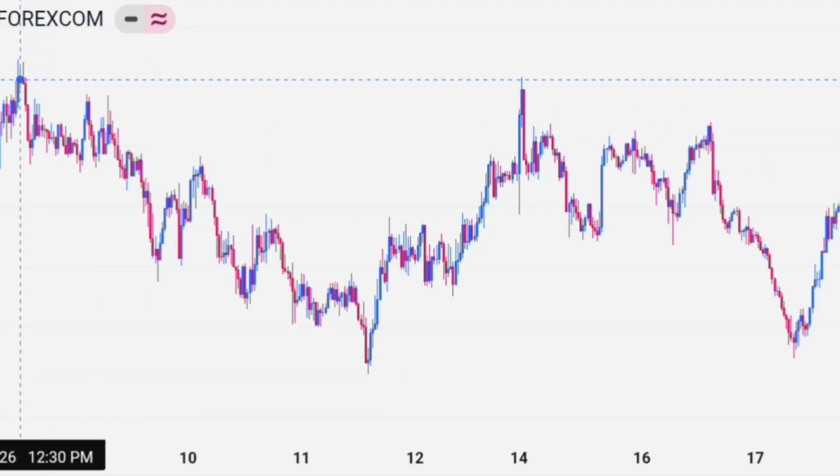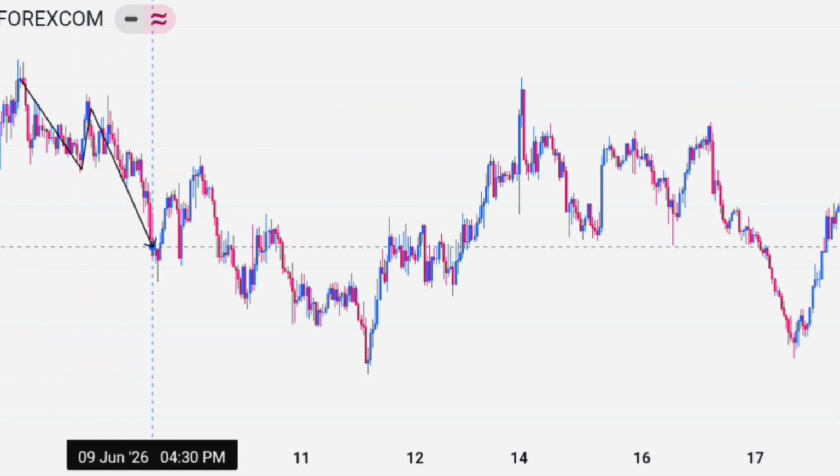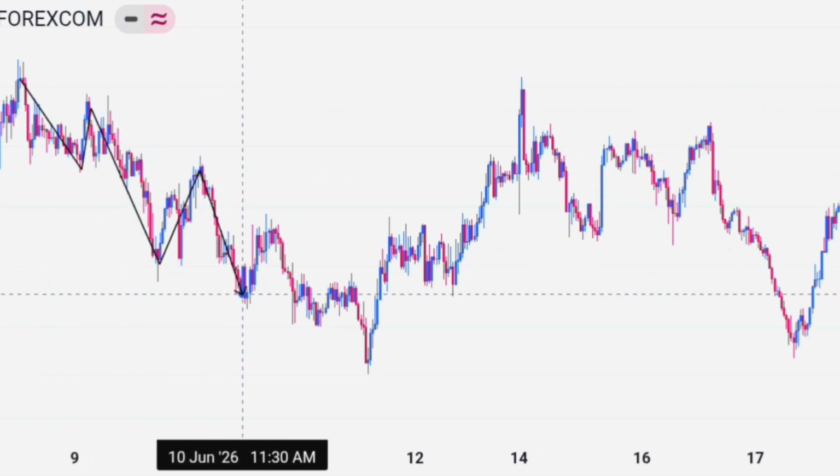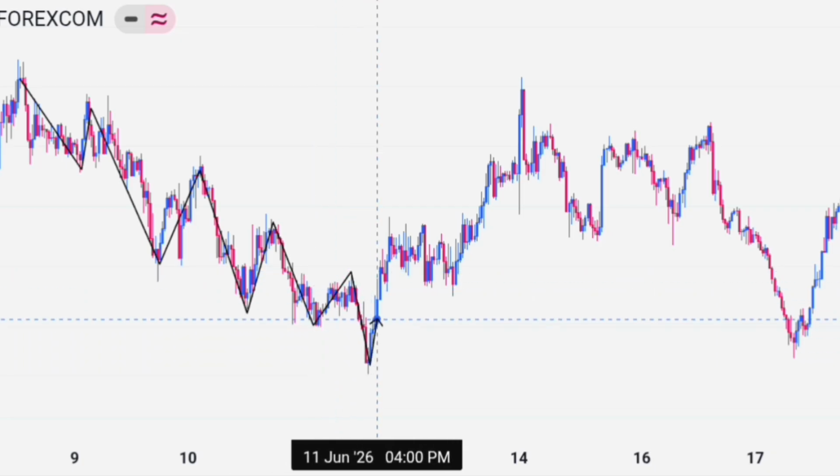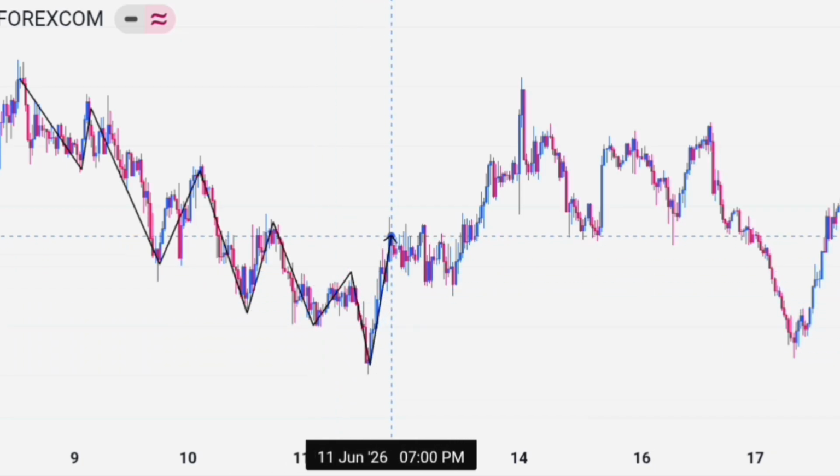Take AUD CHF. At this point on the chart, price was clearly bearish. The market was creating lower highs and lower lows. Everything suggested that sellers were still in control. Then we got a change of character. The structure shifted. The market started showing signs that buyers were stepping in. Most traders stopped their analysis there. They see the change of character and immediately begin searching for entries. But I wanted to see something else. I wanted to see where the first retracement would form.